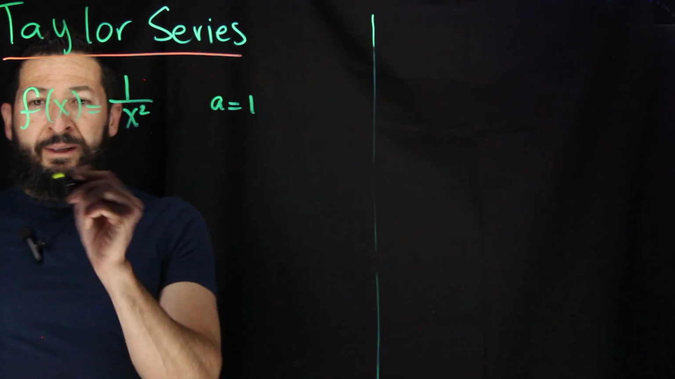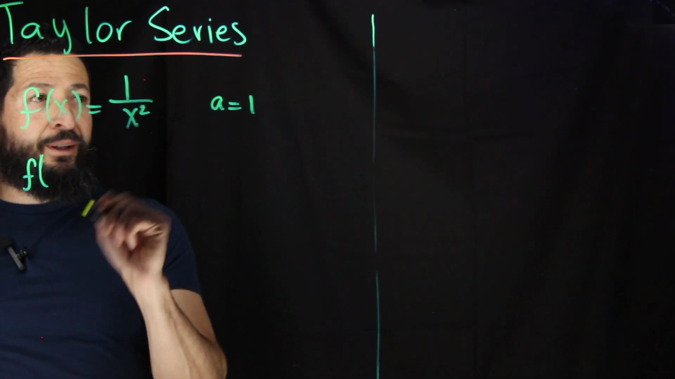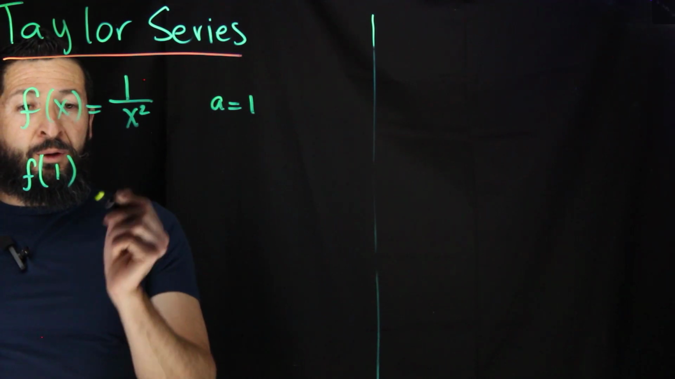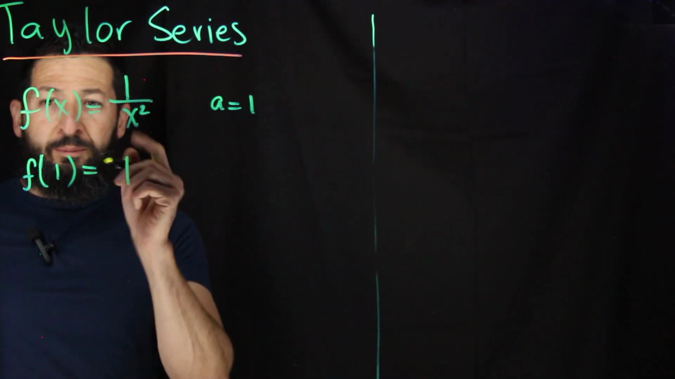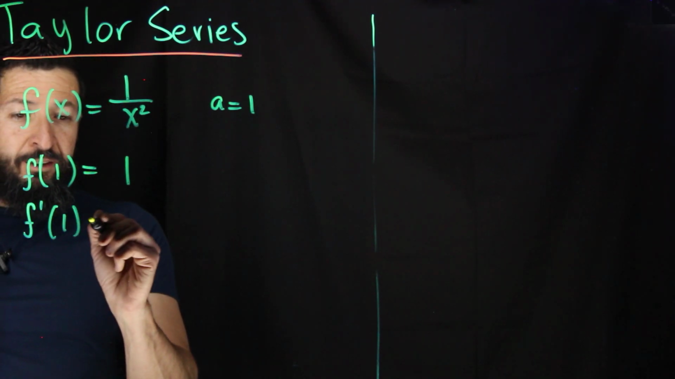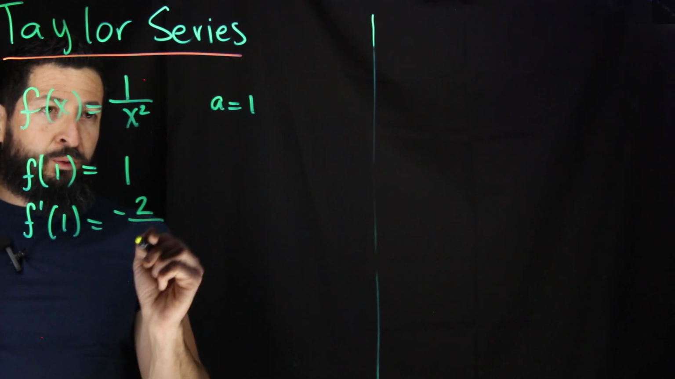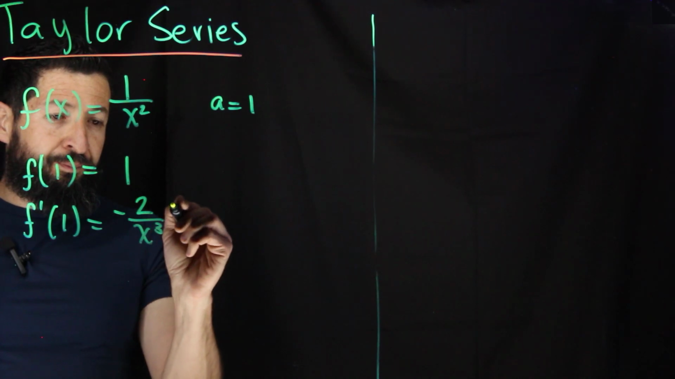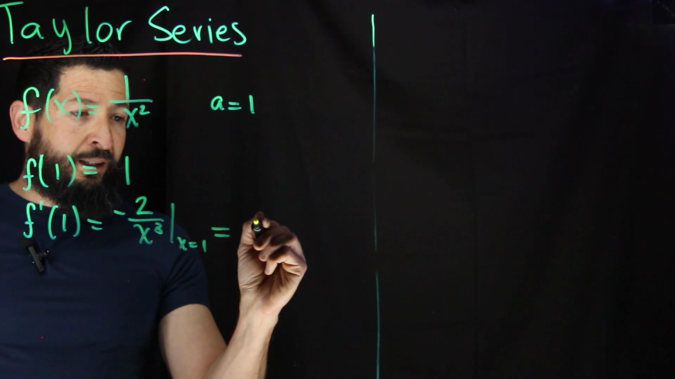So let's start with taking our derivatives again. Well, first evaluate f of a, or f of 1. In this case, that's 1. So no problem there. Now I'm going to evaluate my derivative at 1. The derivative of 1 over x squared is going to be negative 2 over x cubed, evaluated at x equals 1. That's going to be negative 2.